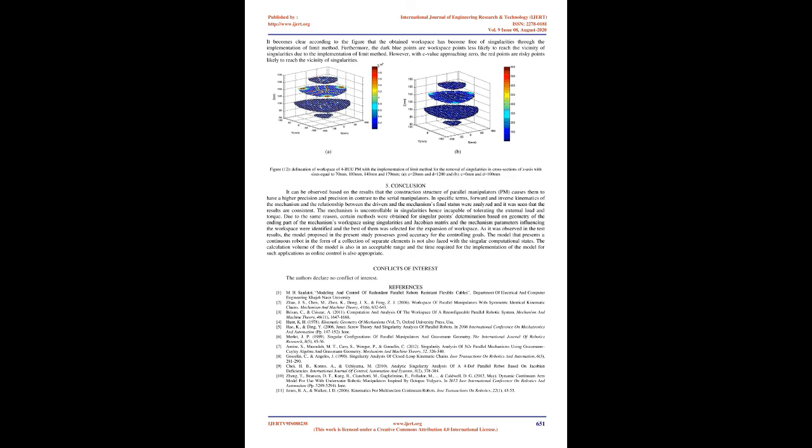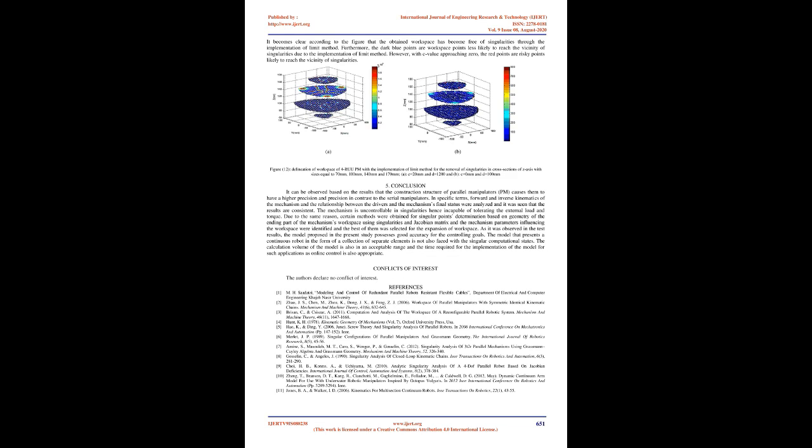However, with the C value approaching 0, the red points are risky points likely to reach the vicinity of singularities. Figure 12 Delineation of the workspace of 4 RUUPM with the implementation of the limit method for the removal of singularities in cross-sections of z-axis with sizes equal to 70 mm, 100 mm, 140 mm, and 170 mm, A, C equals 20 mm and D equals 120 mm, and B, C equals 0 mm and D equals 100 mm.